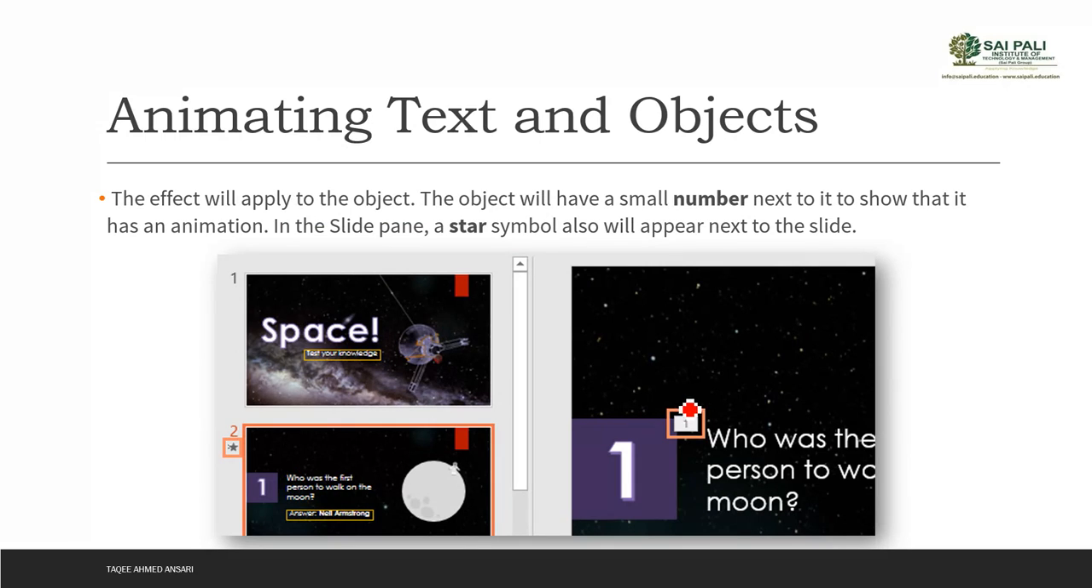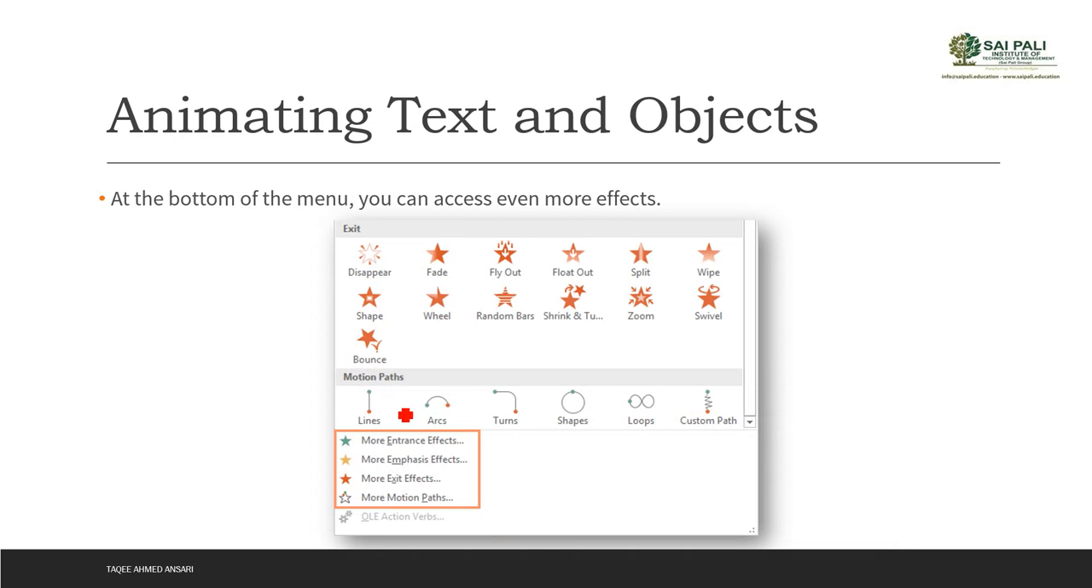Now you will see the number. You can see the number there, and that number indicates there is an animation on that object. And also you can see the star in the slide in the navigation pane, it also indicates that there is an animation applied to that object. And not only in these 4 categories you see for animation, there are some more animations available which you can get from the bottom here. More effects like entrance effects, emphasis effects, exit effects, and more motion path effects are also available.